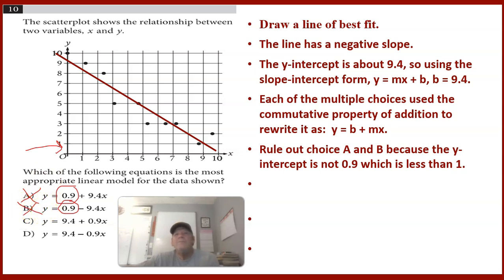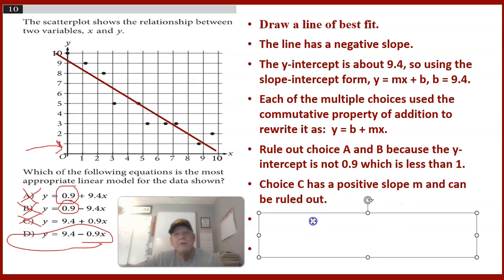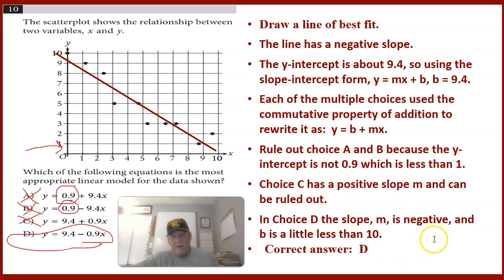All right. So we're almost there, just using smart strategies without having to take 2 points. Choice C has a positive slope m. You see how that has a positive 0.9 m? I can rule that out. So since this has a negative slope, I'm going to say, oh, it's D. D is my right choice. So hopefully you were able to get that.